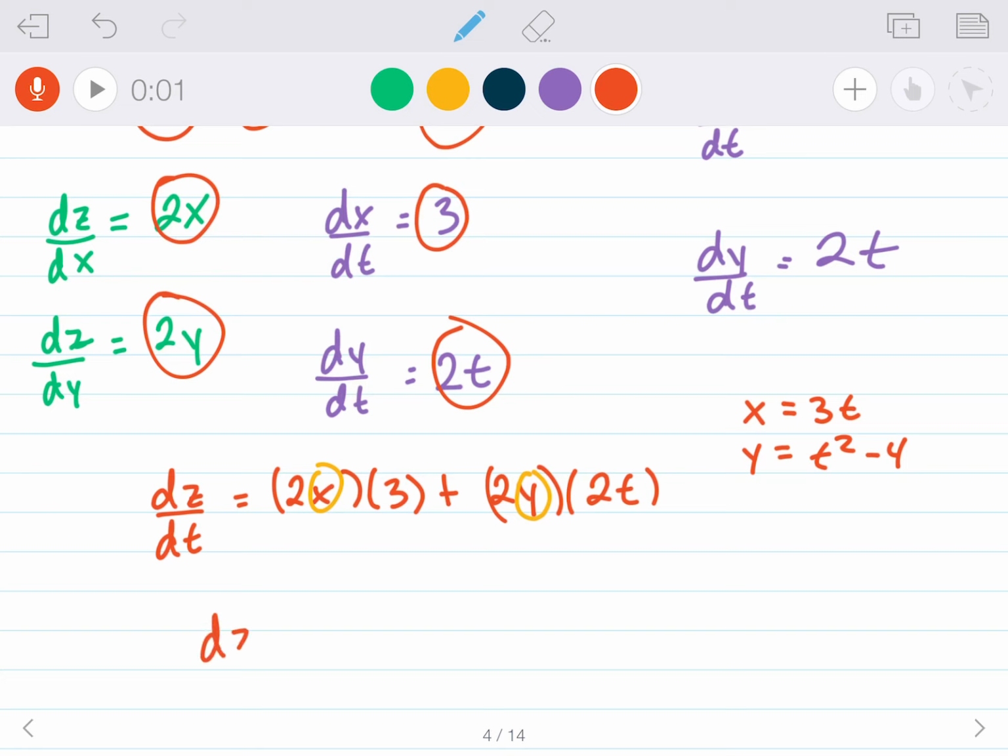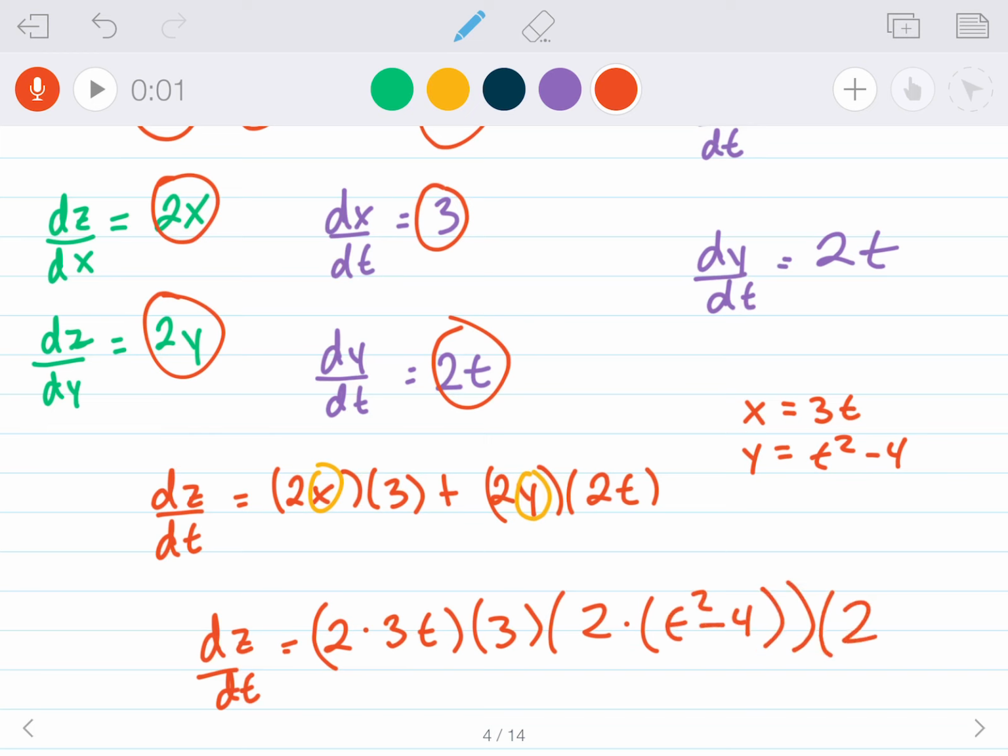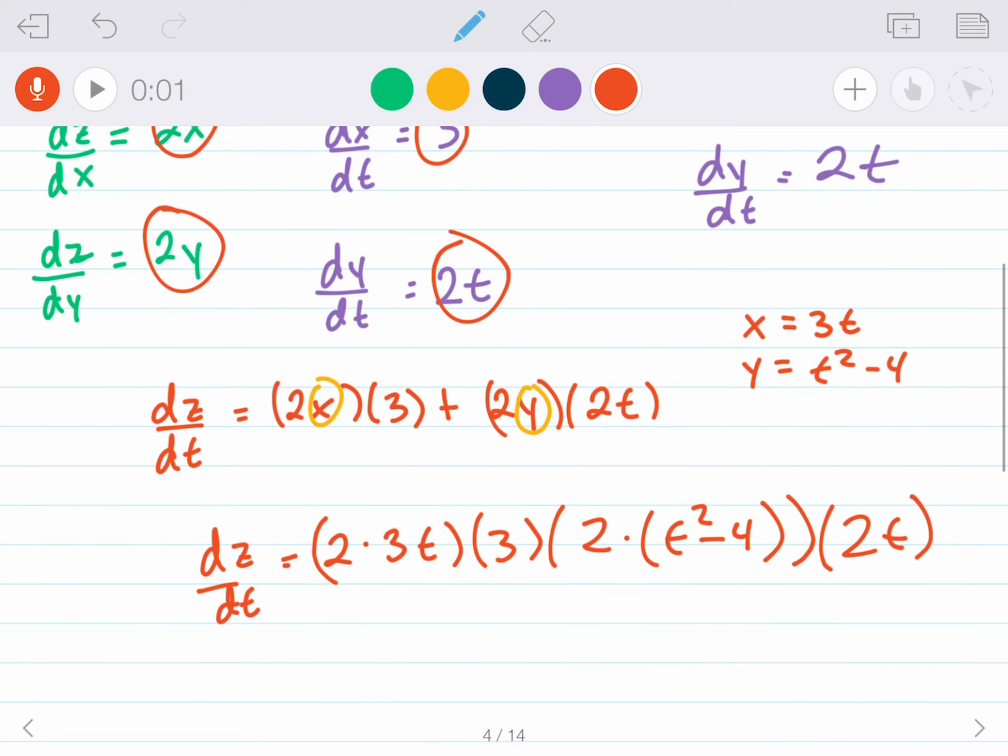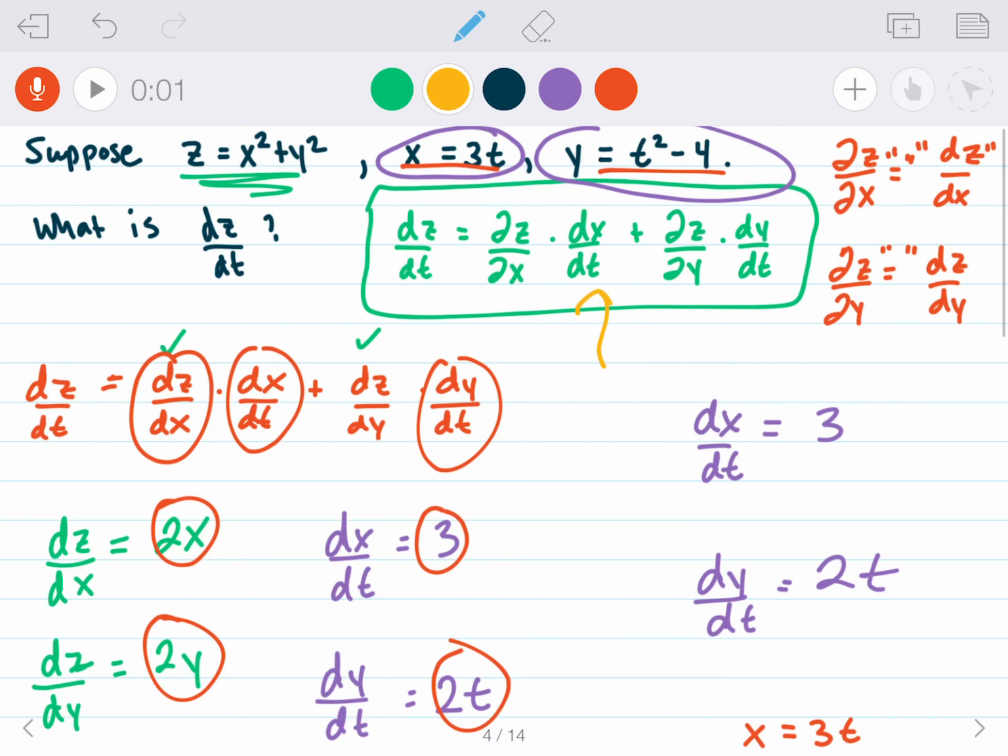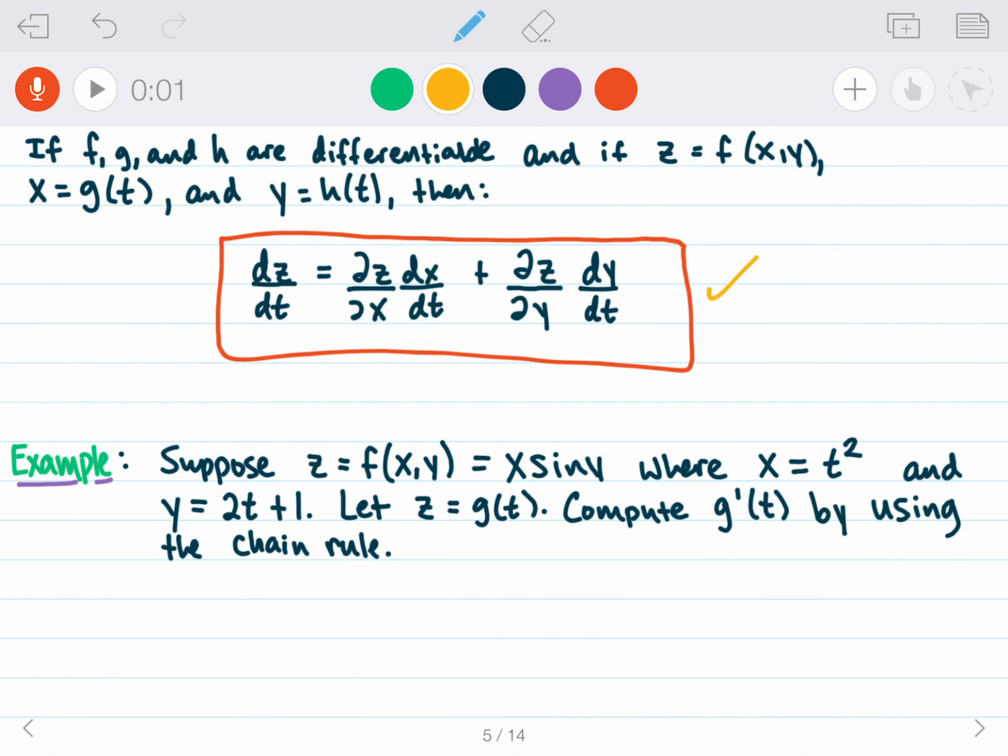So we have dz dt is equal to 2 times 3t times 3, plus 2 times (t squared minus 4) times 2t. You can simplify if you want to, but you can just leave it like that. That is perfectly fine. So that is dz dt, the derivative of z with respect to t, and we found that using the chain rule. Okay, so here is the chain rule again. Alright, so here's another example.